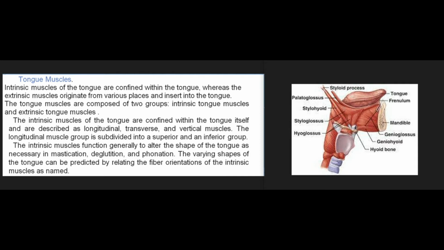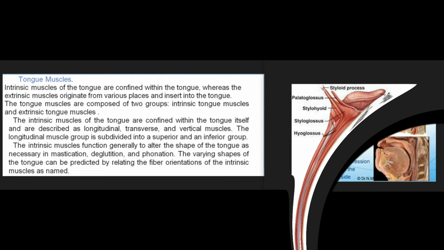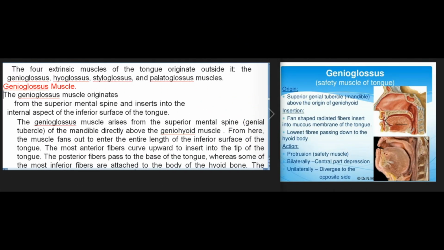The intrinsic muscles function generally to alter the shape of the tongue as necessary in mastication, deglutition, and phonation. The varying shapes of the tongue can be predicted by relating the fiber orientations of the intrinsic muscles as named. The four extrinsic muscles of the tongue originate outside it: the genioglossus, hyoglossus, styloglossus, and palatoglossus muscles.